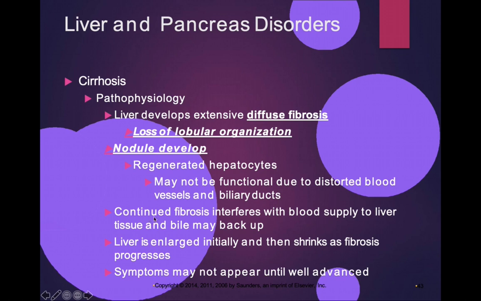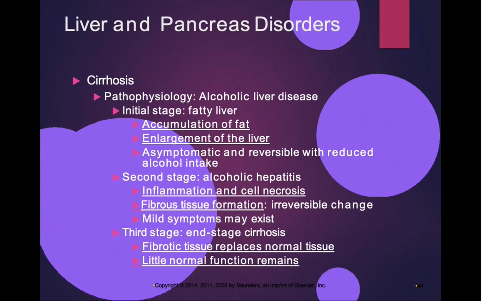You get continued fibrosis, which starts to interfere with the blood supply to the liver, and then bile starts to back up. It builds up in the tissues and it builds up in the blood, and you start to get that pruritus and itchiness.